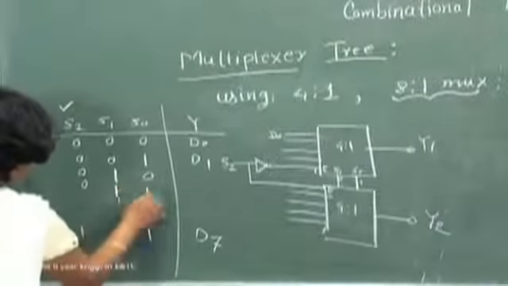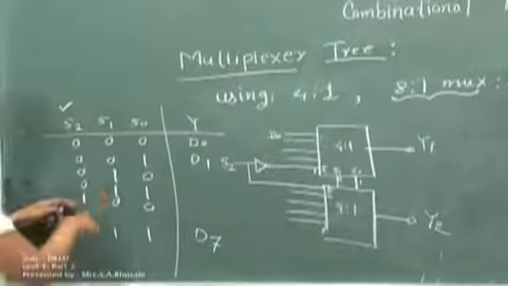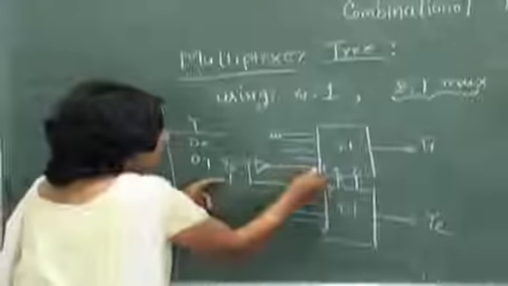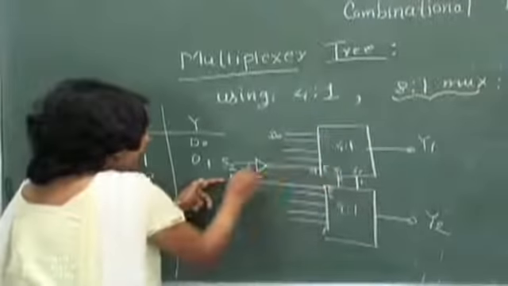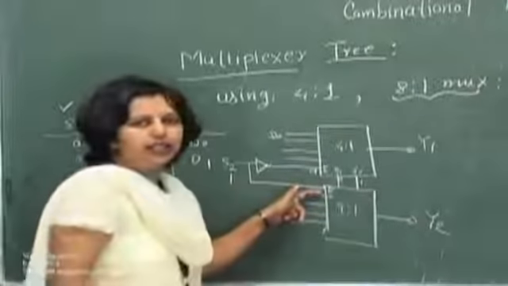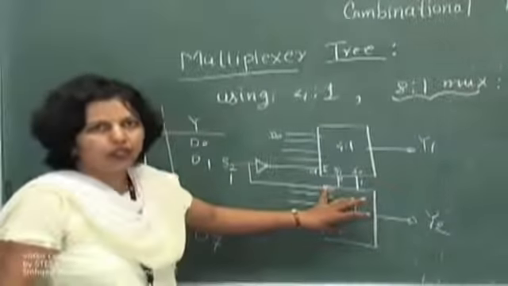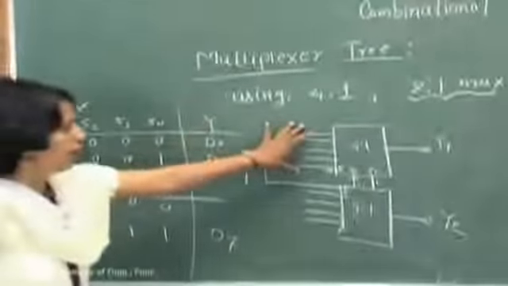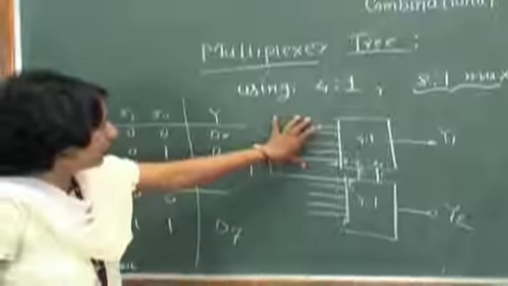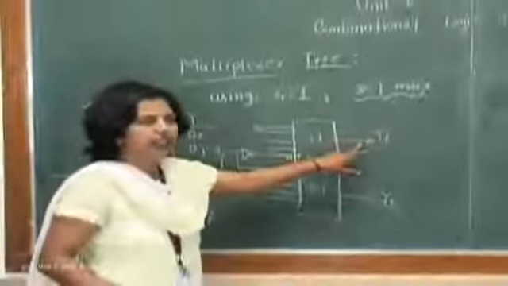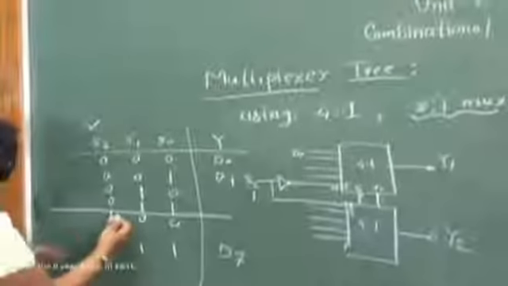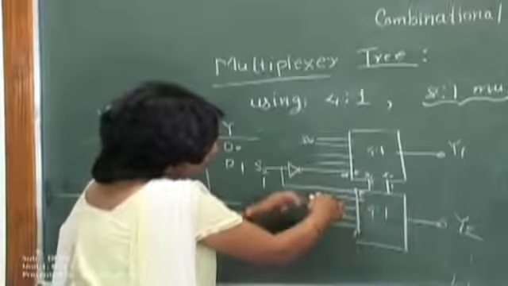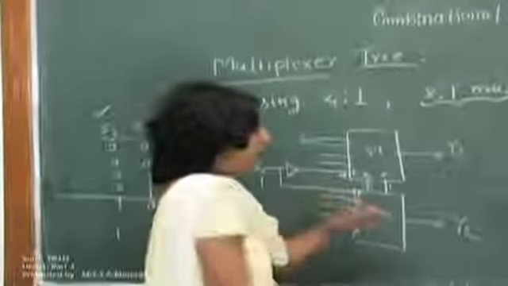This continues up to 3. After 4, S2 is 1. When S2 becomes 1, the inverter makes this 0. As this is 0, the upper one will be disabled and the lower multiplexer is activated. So for the first 4 combinations, the upper multiplexer is selected and the D0 to D3 lines are connected to Y1, and for the next 4 combinations, the lower multiplexer is selected and those input lines are connected to Y2.